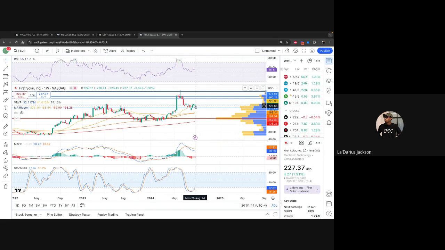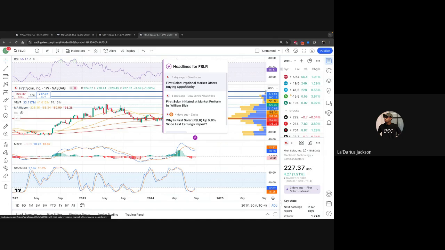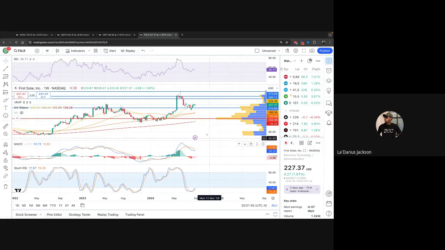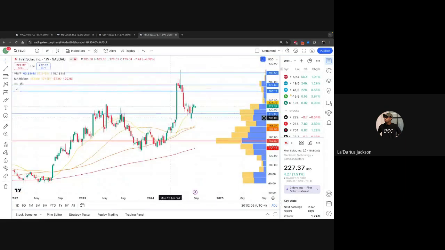But I think company-wise, First Solar is a great company, and I think that this is an opportunity. There's even an article that talks about how a rational market offers a buying opportunity for First Solar. This stock was just at about 270. Right now, it's at 227, and it looks great on the weekly. We have 55 on the RSI. We have the fact that we've been bouncing off of support, and we're climbing right above this 20 MA. On the weekly, we have the 20, 50, 100, and 200 all in chronological order.